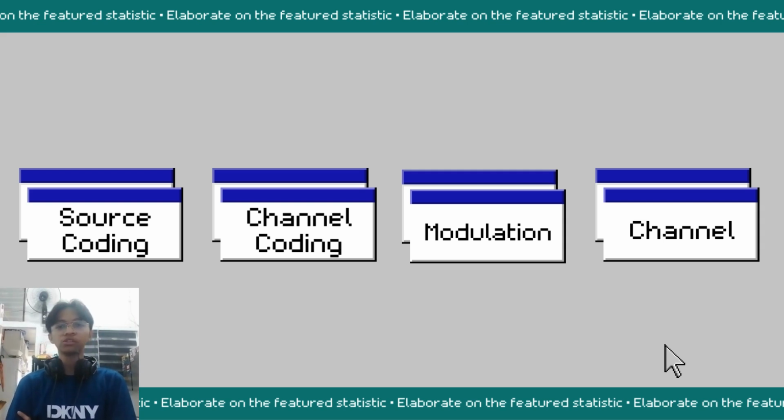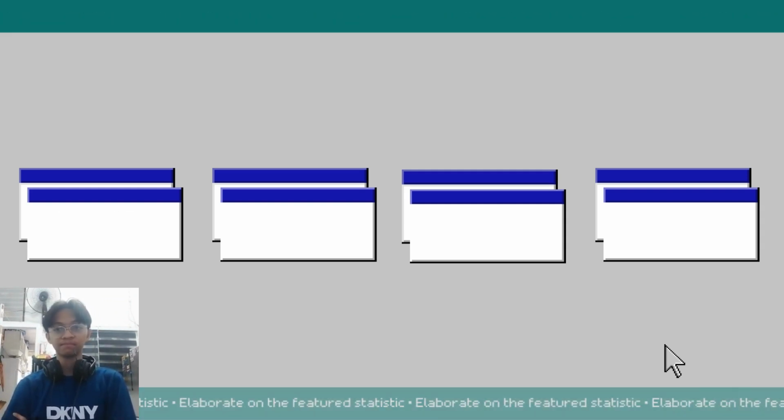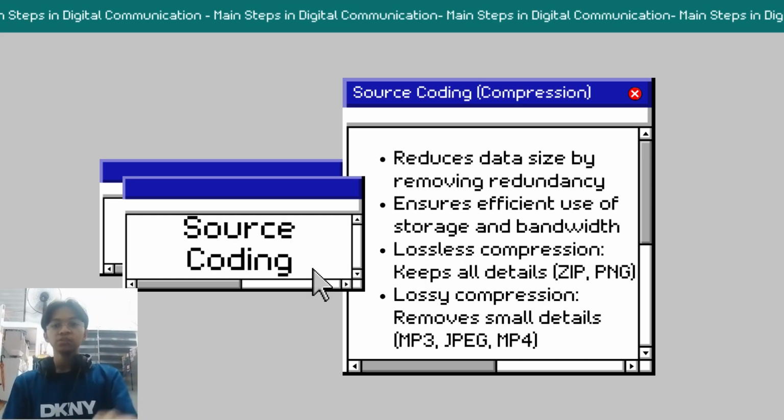Now that we have the big picture, let's look at each step more closely. We'll begin with source coding. Source coding is basically data compression. The goal is to make data smaller while keeping the important information. For example, instead of sending the word hello 1,000 times, we could say just hello times 1,000. It's the same meaning but much shorter. This step makes communication more efficient by saving bandwidth and storage.